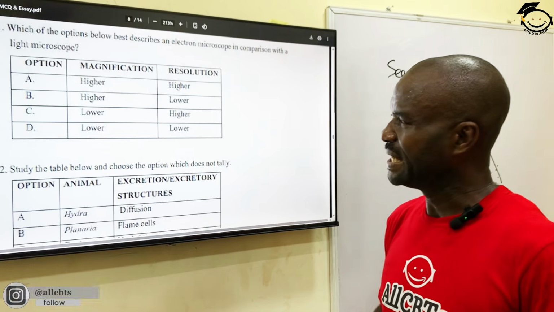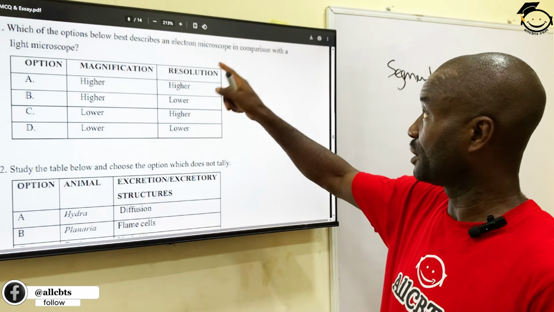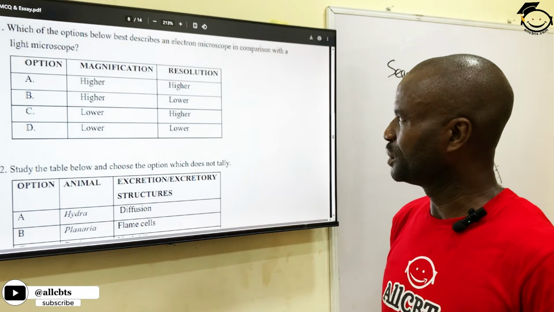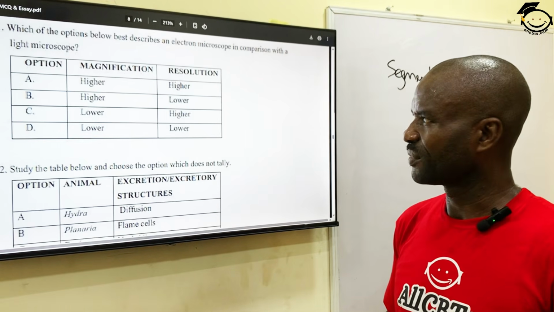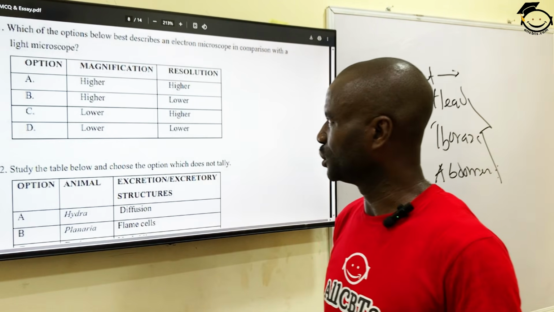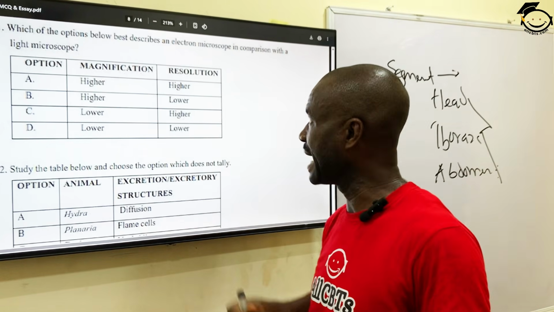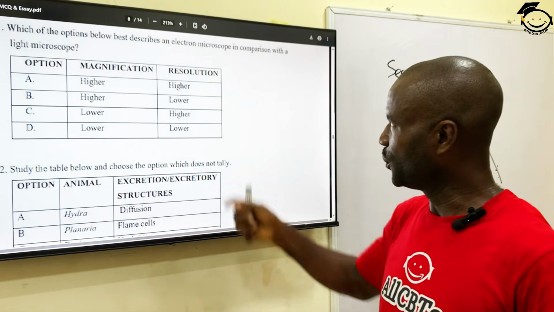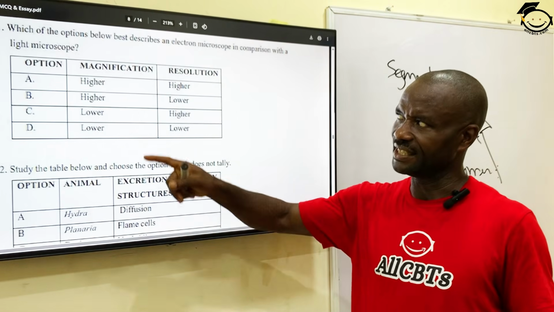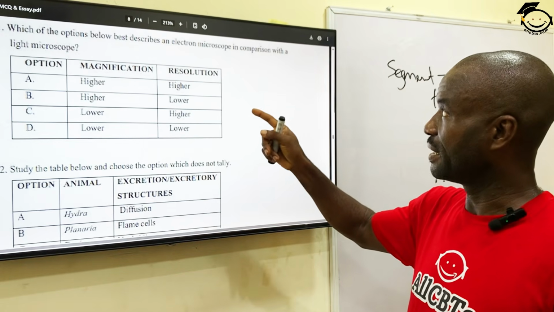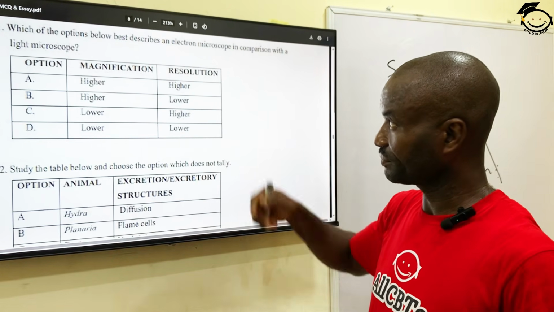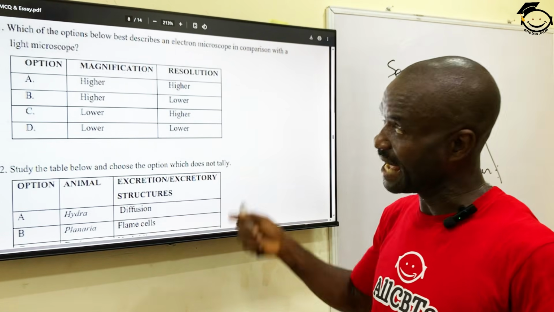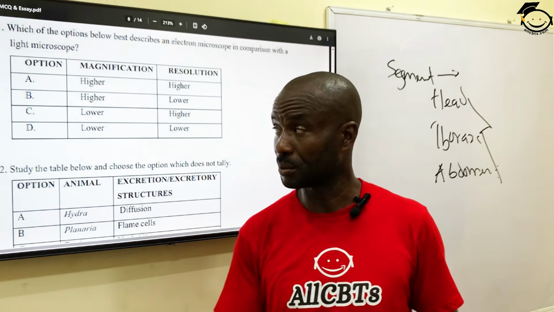For B, we are comparing the electron microscope and the hand lens. Higher magnification but lower resolution. C, lower magnification, then higher resolution. And D, lower magnification, lower resolution. The correct answer is A. The electron microscope has higher magnification and higher resolution over the light microscope.